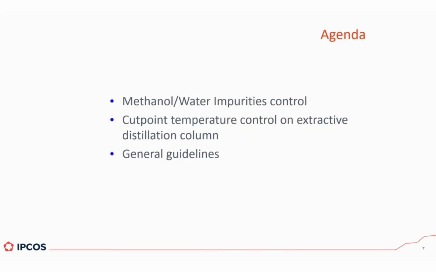The first example is a methanol water column. Sounds easy enough, but it is really not when you know the details of this column. It's a very high purity column. We will see in a bit.